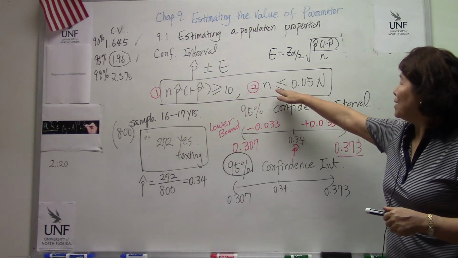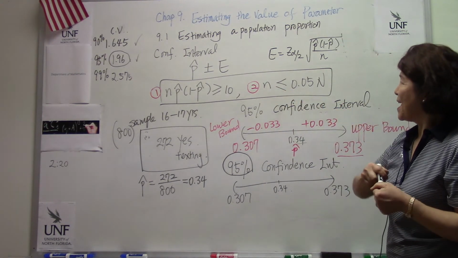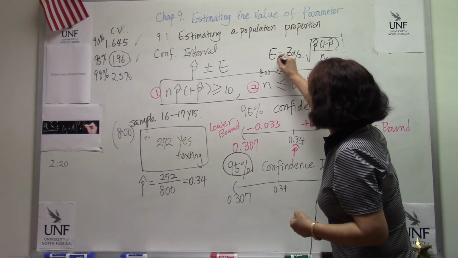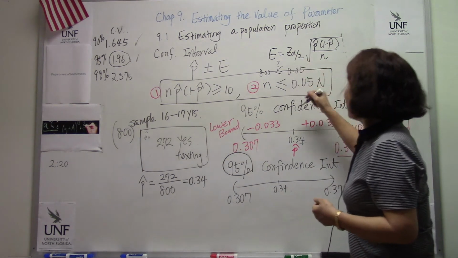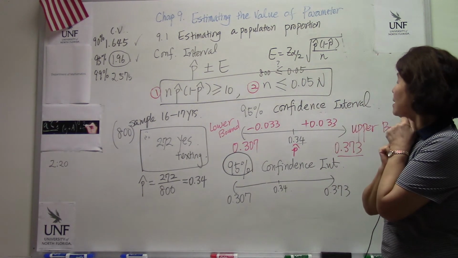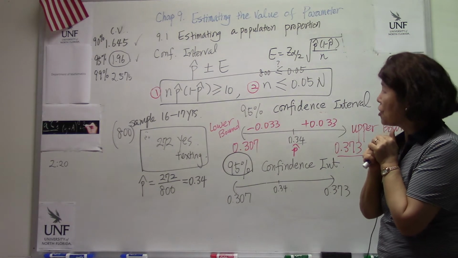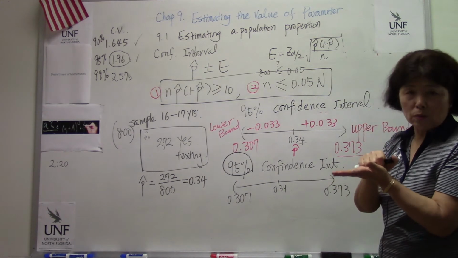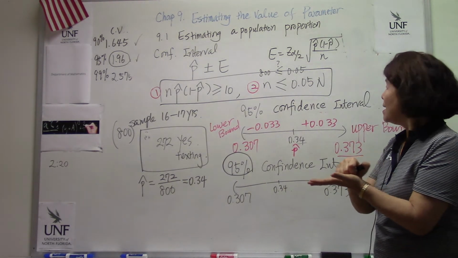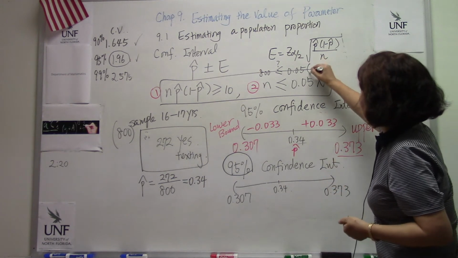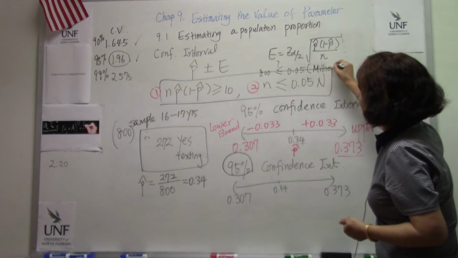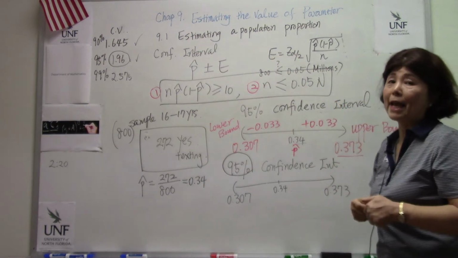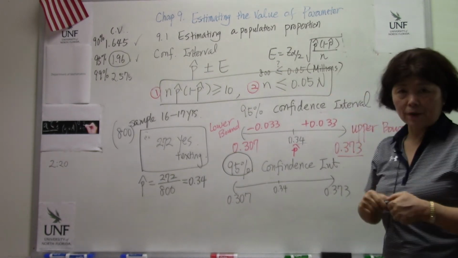By the way, I forgot to mention this one. Little n, 800, is less than or equal to 5% of the population. What is the population here? Americans who are 16 to 17 years old. There are millions of them, right? So 5% of millions is definitely greater than 800. So this is not a problem at all.